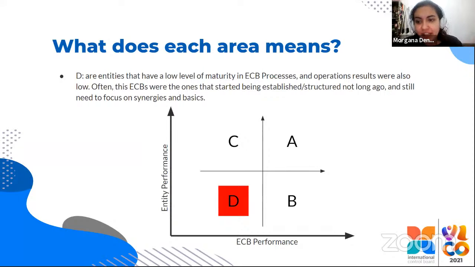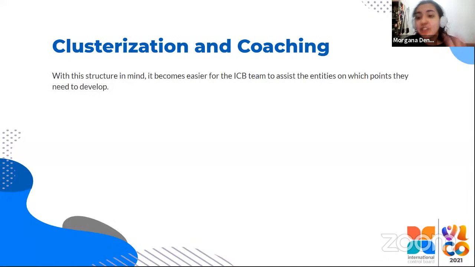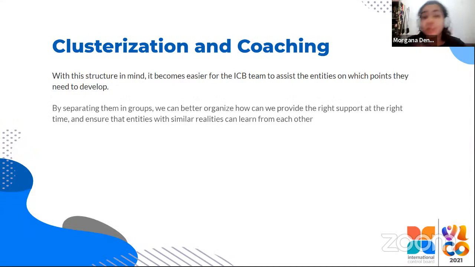So when you think about those areas, the clusterization and coaching, when you have this structure in mind, as I said before, it's easier for us as BD cluster coaches, and also for other people from the ICB team, to assist the entities on which points they need to develop. Because if I know which area you are in and which points you need to develop, I can tailor my coaching to be more efficient for you. And by separating groups, you can better organize how we can provide the right support.